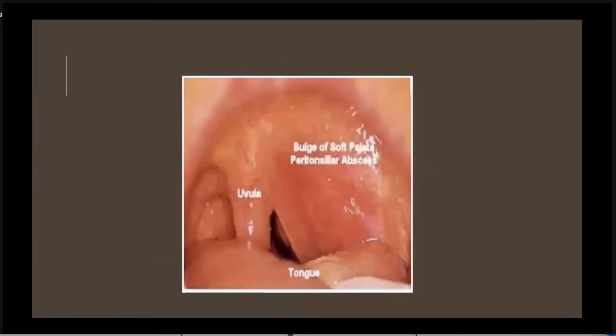For our clinical colleagues, they will only be able to see a bulge and swelling at the posterior aspect of the soft palate. There will also be evidence of an inflamed palatine tonsil and displacement of the uvula.